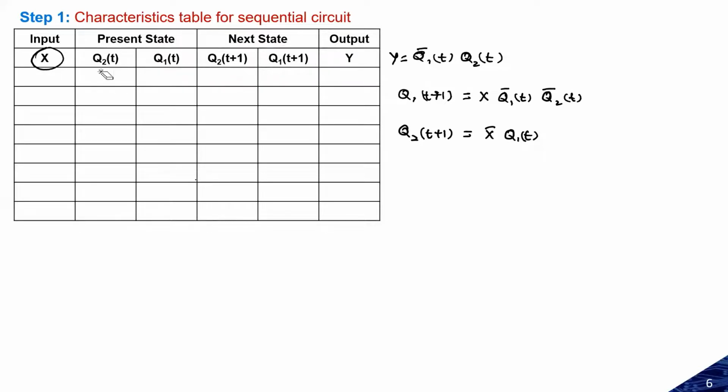Now let us try to use all these things. Because of the input and the present states, I can make the table like 000, 001, 010, 011, 100, 101, 110, and 111. So these all are the inputs and the present state. Now let's try to calculate the output.